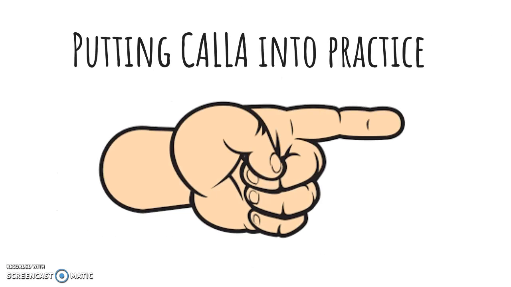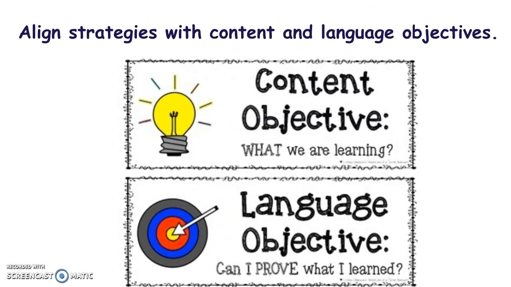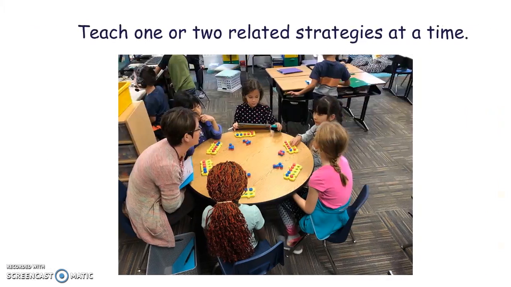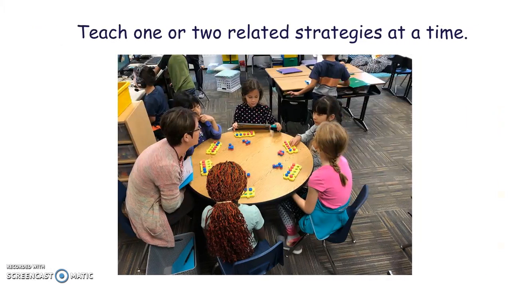When putting the CALA method into practice, make sure to align the strategies with content and language objectives. The content objective is what they are learning. The language objective is how they are going to show or how they will prove what they have learned. It is best to always use interactive strategies during this time. Teach one or two related strategies at a time. Two would be the maximum, as if you include more strategies, it will confuse and fog the learning.